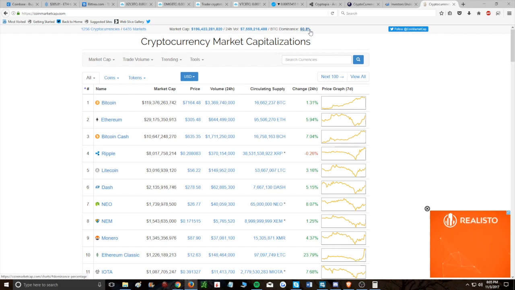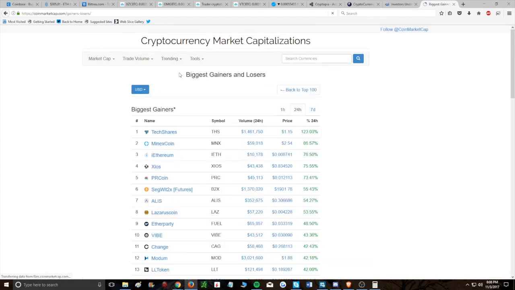You can see the BTC dominance. 60% of the total market cap is Bitcoin. Bitcoin is king right now. It is dominating. It is over 60% of all these coins, and this is how much money has been flooding into cryptocurrency in the last 24 hours. 7,559,216,488 has flowed into cryptocurrency in the last 24 hours across all exchanges. So CoinMarketCap is an everyday tool I suggest you really use.